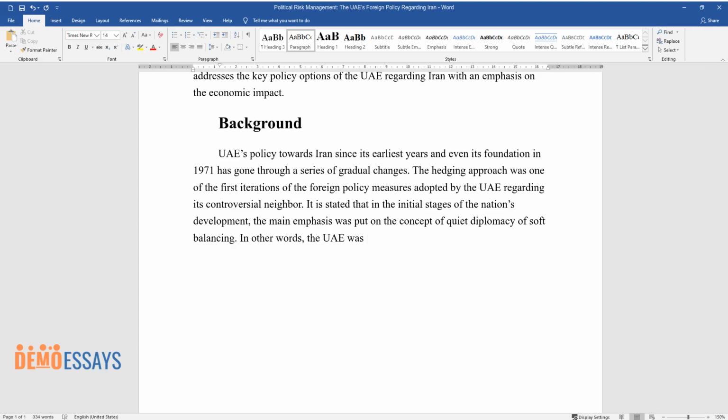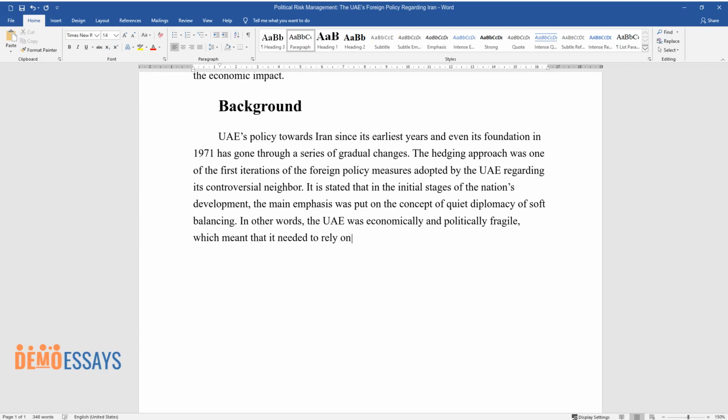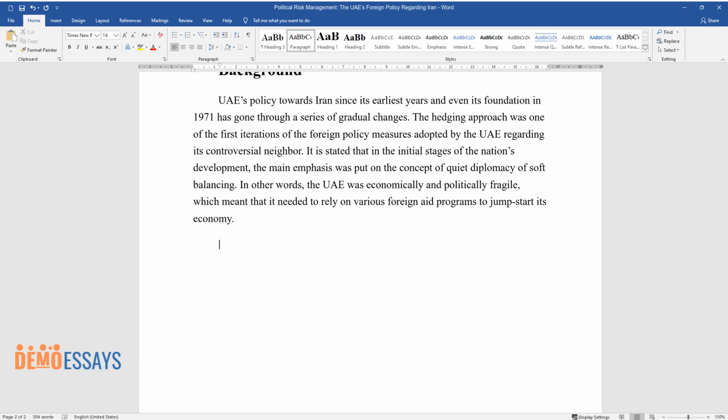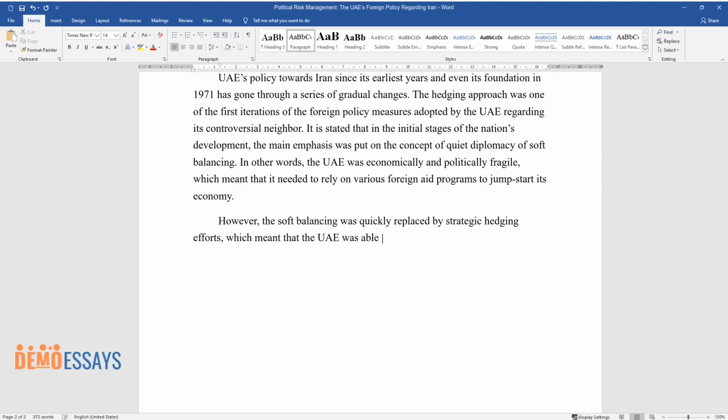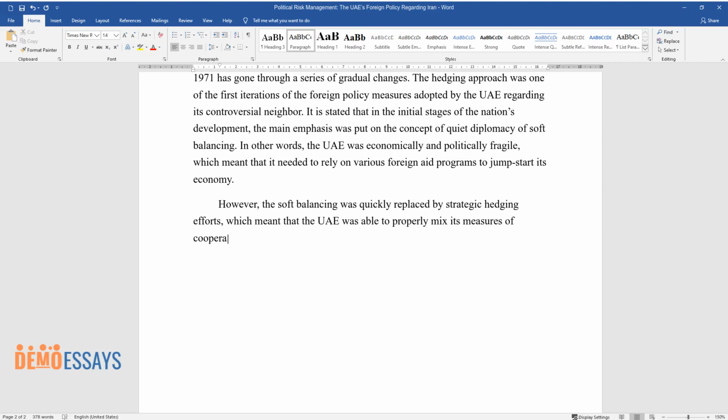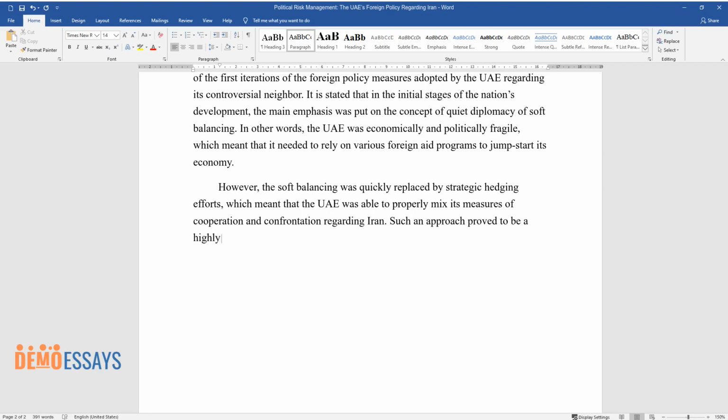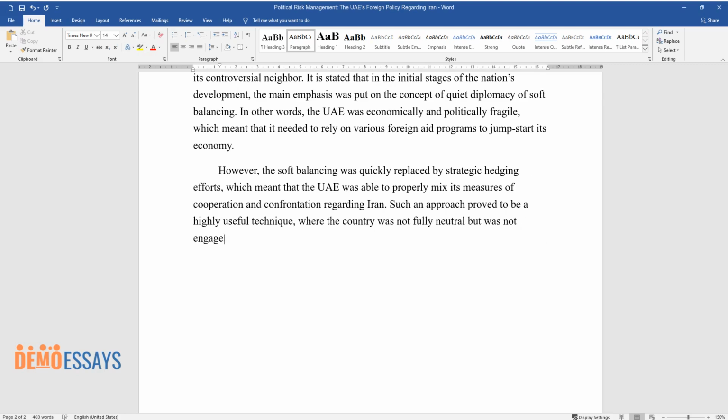In other words, the UAE was economically and politically fragile, which meant that it needed to rely on various foreign aid programs to jumpstart its economy. However, the soft balancing was quickly replaced by strategic hedging efforts, which meant that the UAE was able to properly mix its measures of cooperation and confrontation regarding Iran. Such an approach proved to be a highly useful technique, where the country was not fully neutral but was not engaged in open conflicts and was available to all parties as a source for cooperative measures.